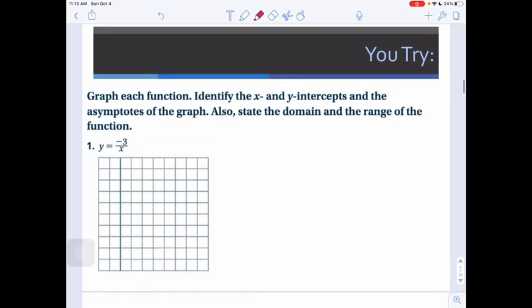And now I have a Try. I would like you to graph the function, identify the x and y intercepts and the asymptotes of the graph, also state the domain and range of the function. You have y equals -3 over x. Keep in mind what we talked about with the numerator being something other than 0 when it comes to looking for the intercepts.